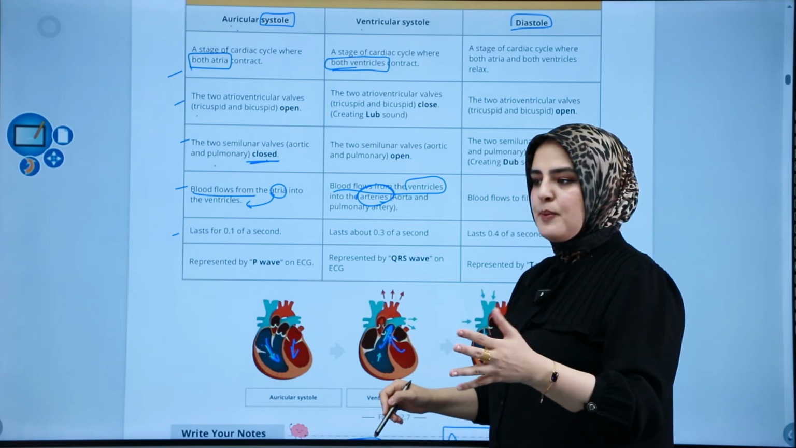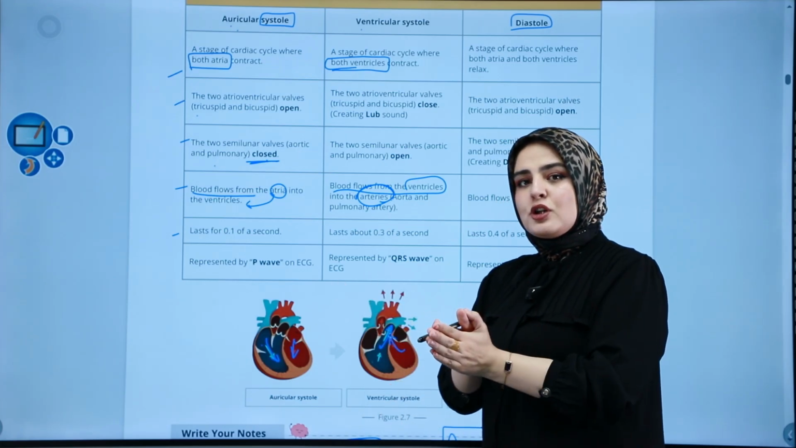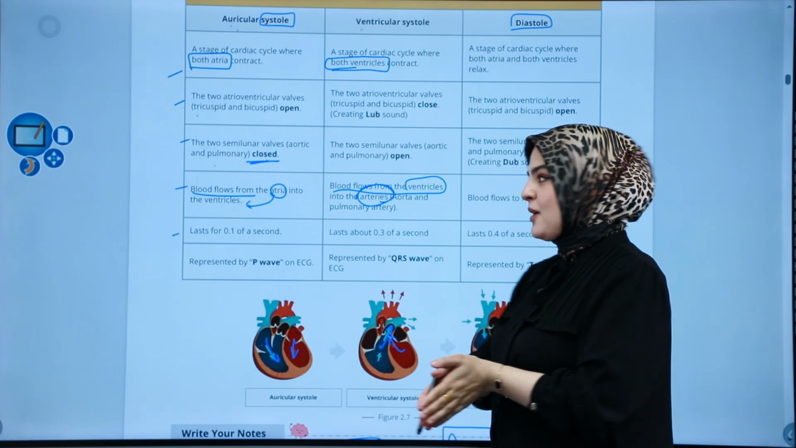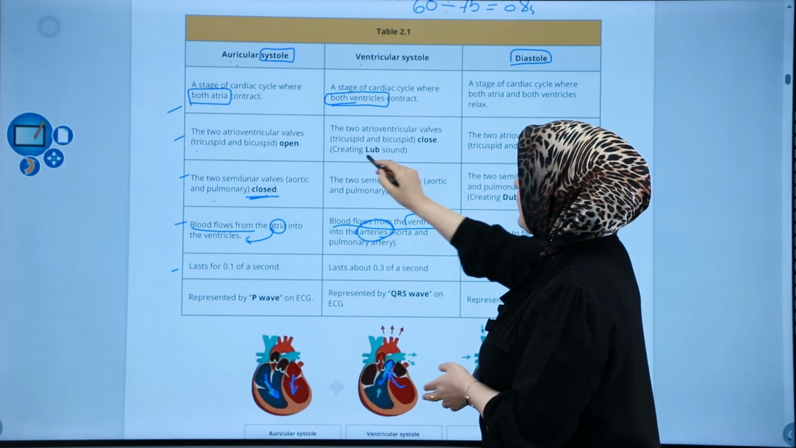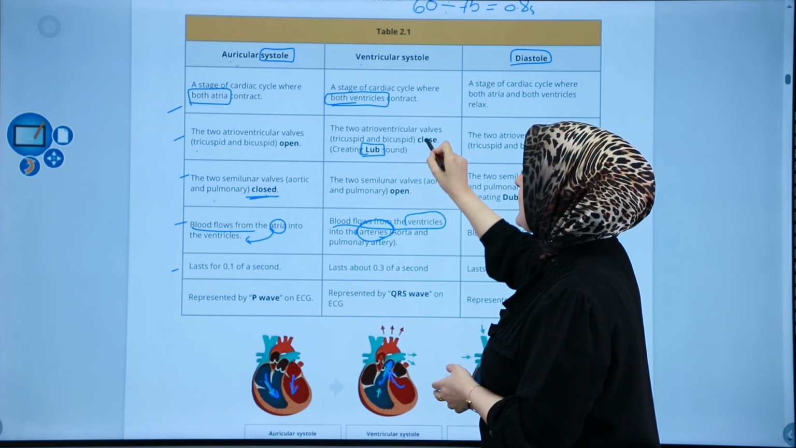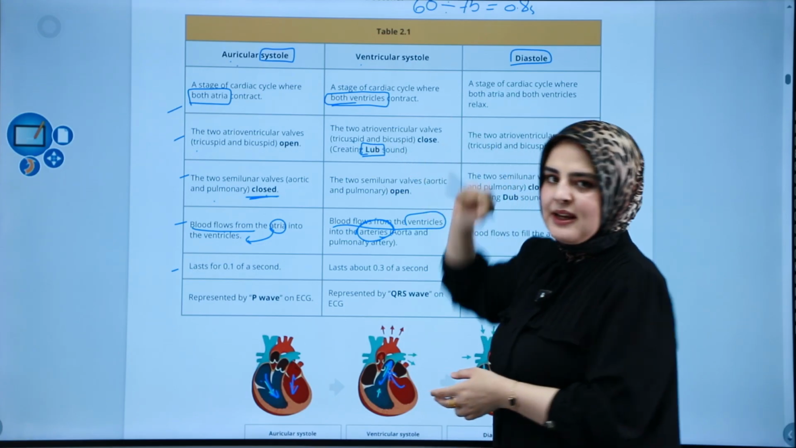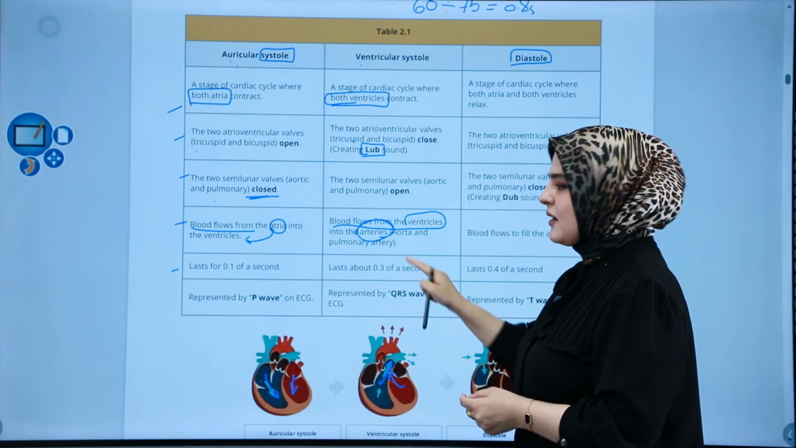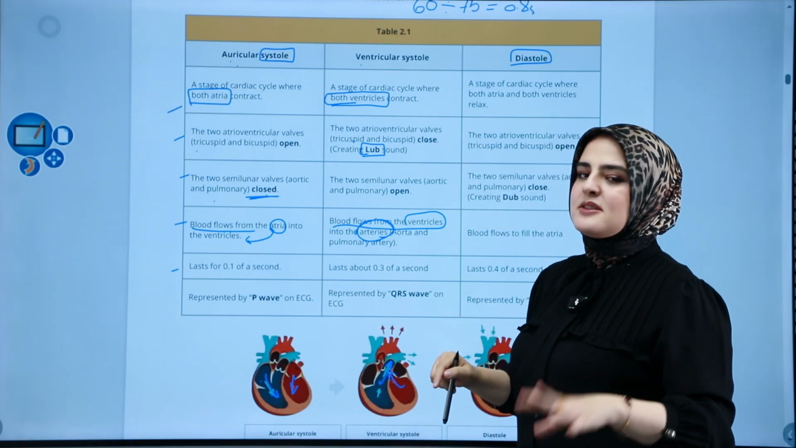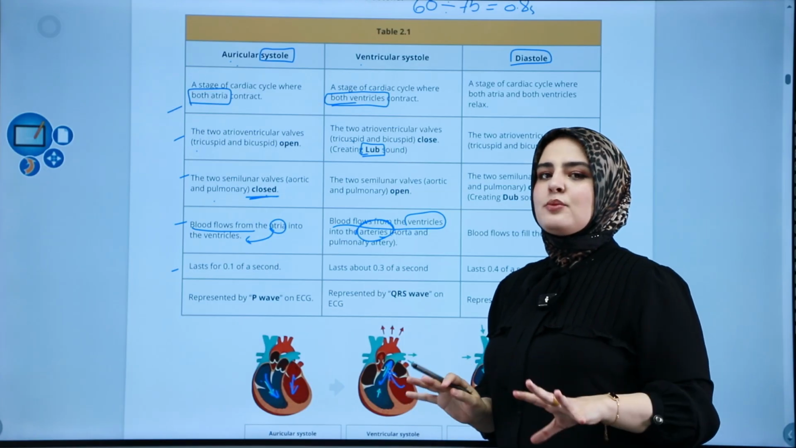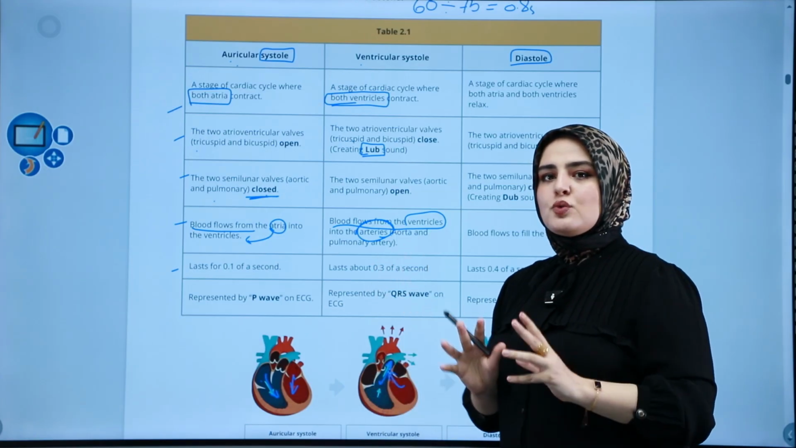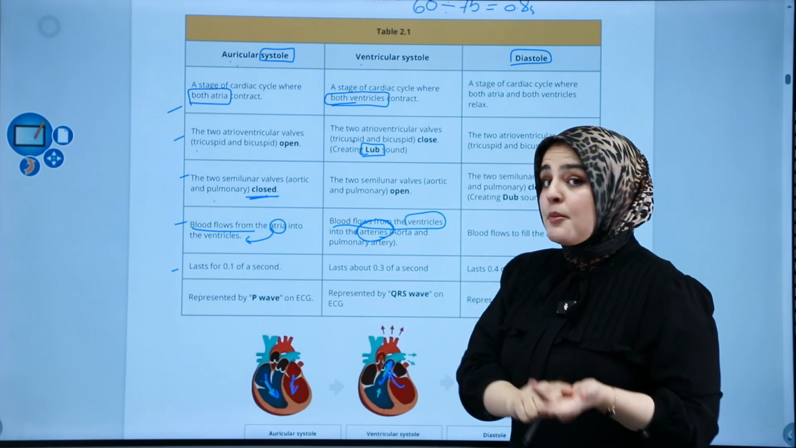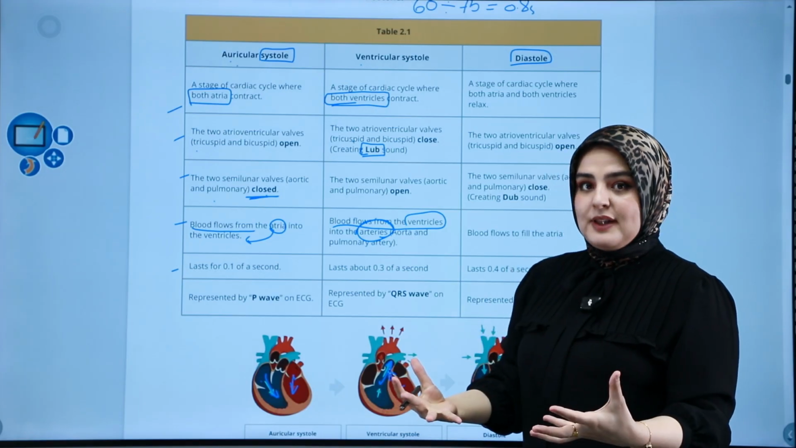And we know that they have to be opposite, so the AV valves are going to close. Opening doesn't create sound, but closing creates sound. There is a loud sound created because of the closing of the tricuspid and bicuspid valves. During which stage? The ventricular systole. Remember, it lasts about 0.3 seconds. We're done with the contraction part. The blood now is out. What should we do? We need to refill the heart. So the heart as a whole, both ventricles and both atria, are going to relax.